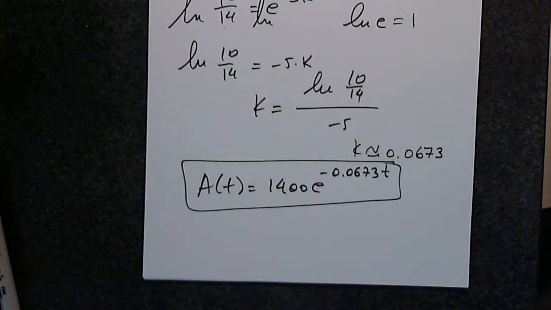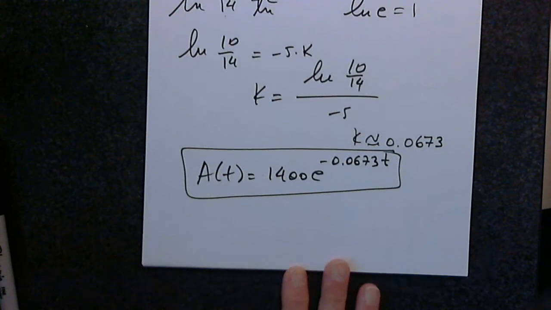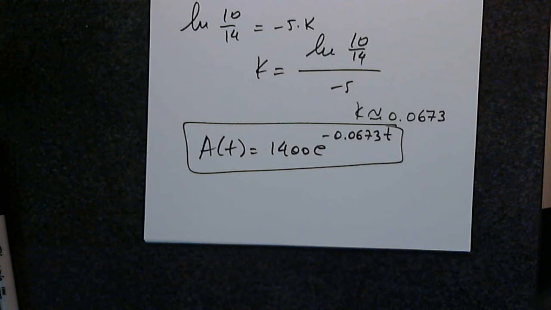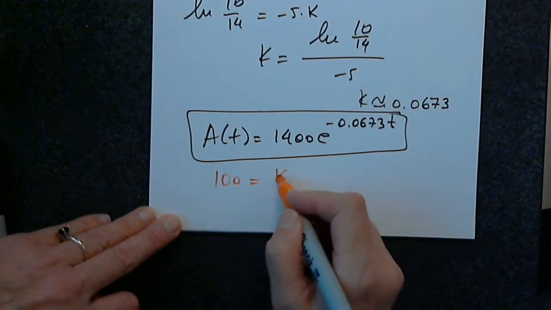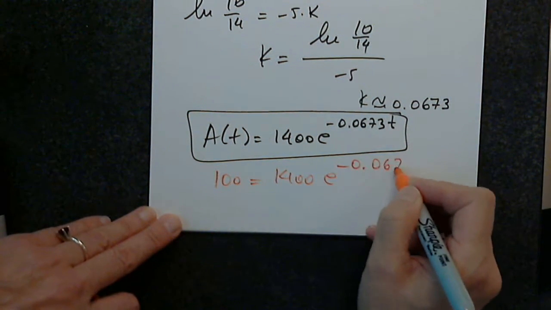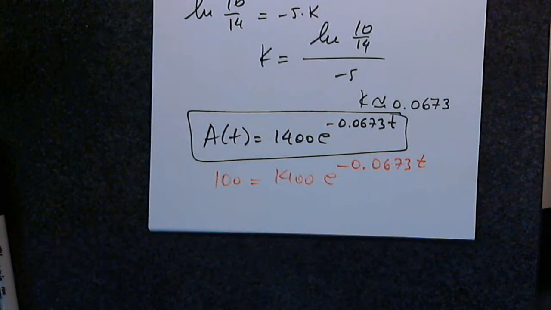If the trend continues, we would like to know when the population will be 100, because we know if we don't do anything between now and then this species of birds will disappear. So it says 100. One more time, 100. Once the population drops below 100, the situation would be irreversible. When will that happen? So what we need to do? 100 birds equals 1400 e to negative 0.0673 t. Great job. What next?